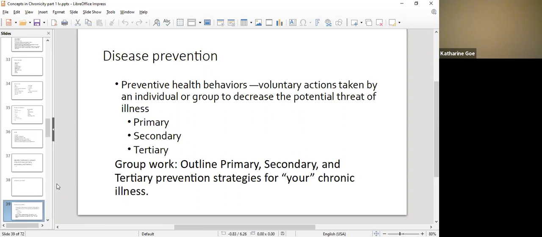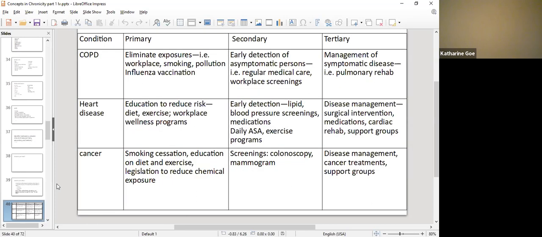As groups, this is what we're going to do in class: figure out the different strategies. Here are some examples, which you can use as a reference.